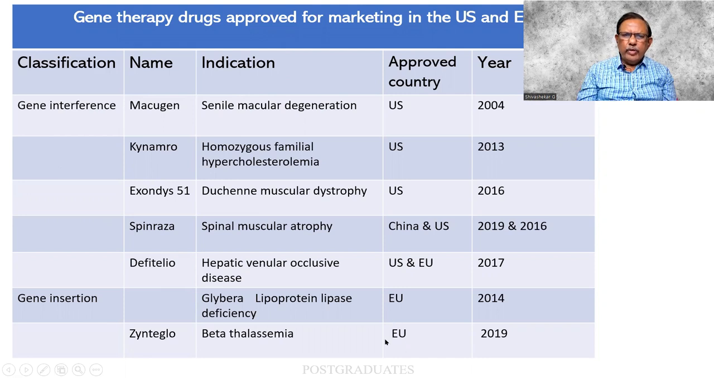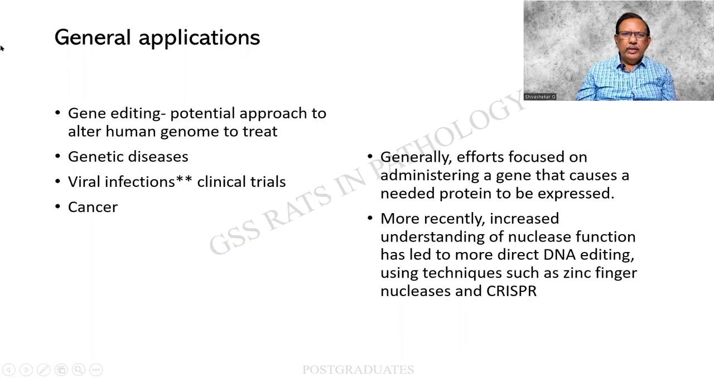And what are all the indications? In this one, I would like you people to kindly collect what are all the uses of the gene therapy. Macular degeneration, hypercholesterolemia, Duchenne's muscular dystrophy, spinal muscular atrophy, hepatic veno-occlusive disease, lipoprotein lipase deficiency, thalassemia. At least this much I would like you people to remember, not the countries and the years. So the general applications can be gene editing, genetic diseases, viral infections, cancer. This will be more important.